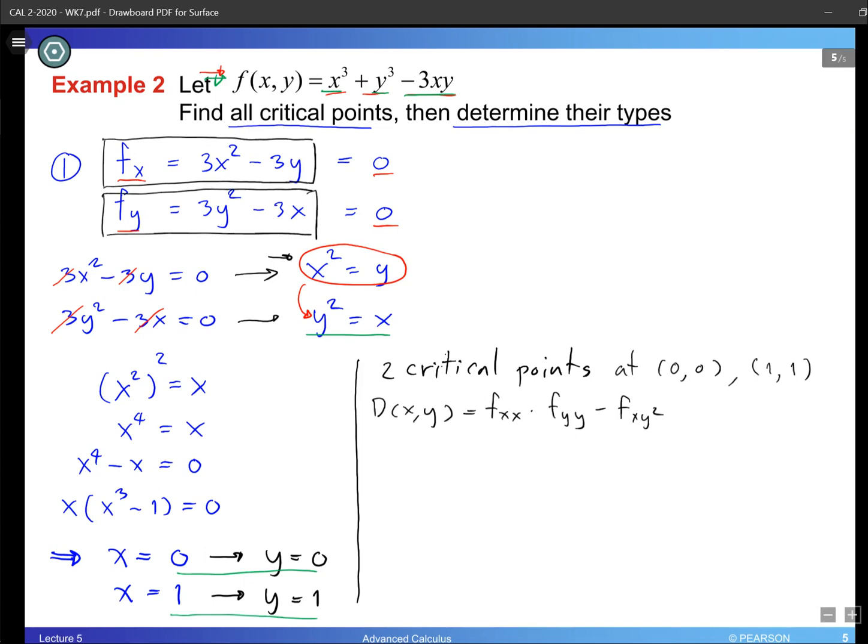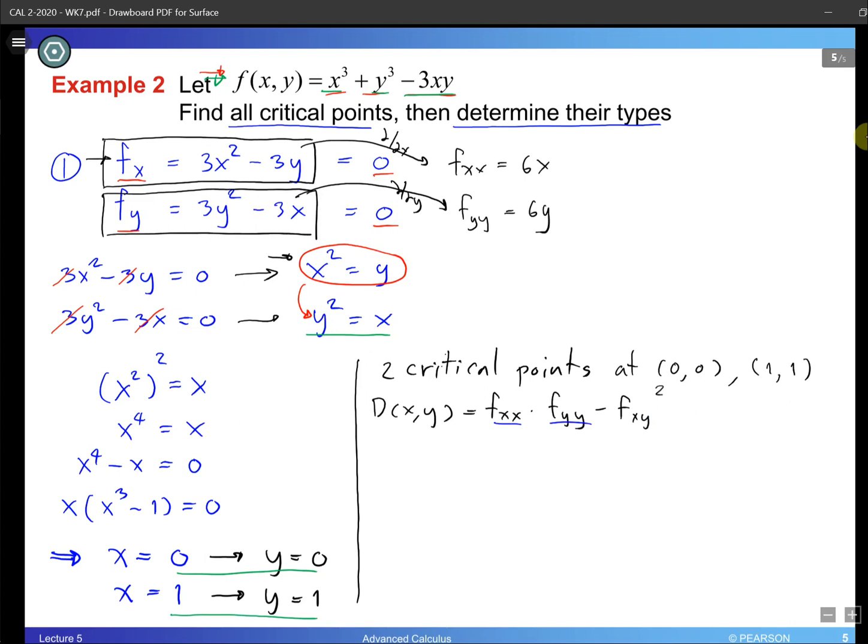So first of all, I am going to find f with respect to x twice. So I differentiate this with respect to x, and I am going to get 6x out of that. So fxx equal to 6x. And I differentiate this with respect to y. So I am going to get f with respect to y twice, and it's going to be equal to 6y. Now I need the last one. Oh, by the way, the square is not supposed to be here, it's supposed to be at the top right here.